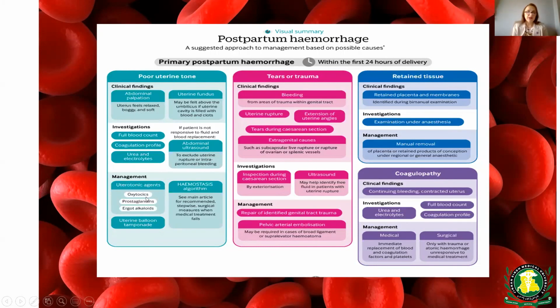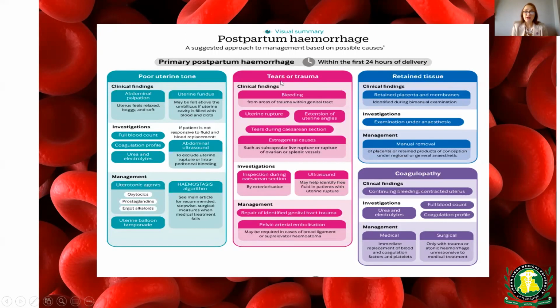How would you manage such a patient? You will give them oxytocin. These are specific drugs, and we'll talk about them in a later slide. You will give her prostaglandins. You will give her ergot alkaloids. You can also do a uterine balloon tamponade. We'll explain that in a bit. And we'll do the hemostasis algorithm, and we will tell you the stepwise management for hemostasis. H is for call for help, A is for ABC, and so on. So that's an algorithm for hemorrhage.